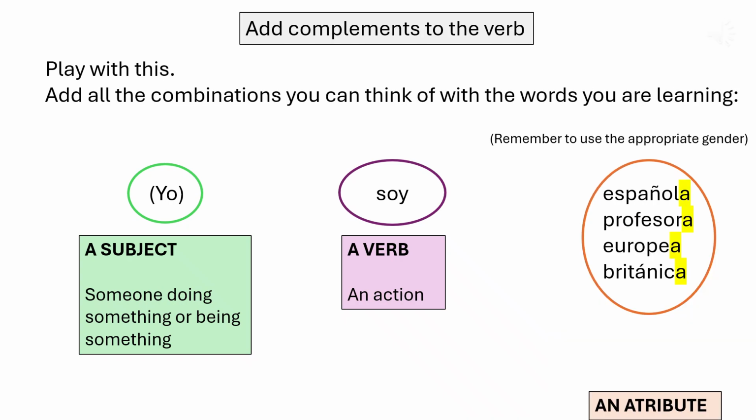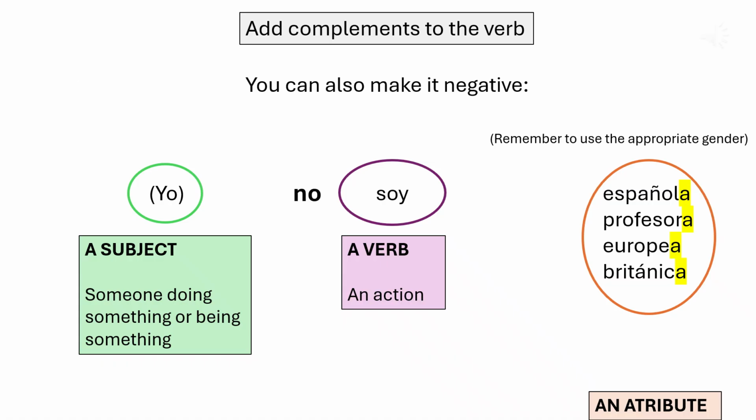Play with this. Add all the combinations you can think of with the words you are learning. For example, yo, that's the person doing the action, soy, the verb, the action, and then what else can I put here instead of española? I could have profesora, I could have europea, I can have británica. Remember to use the appropriate gender. In my case, I need the final a. That's the attribute, the characteristic about myself. And now the sentence is a bit longer and I can make many more combinations with all the words that I have learned.